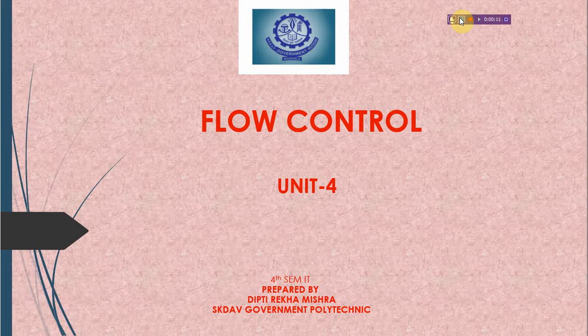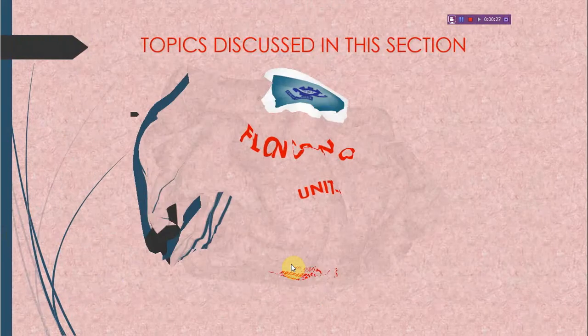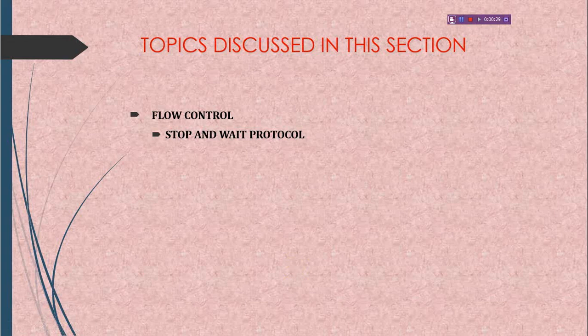In the previous session, I discussed different error control mechanisms and error correction methods. In this video, I will discuss flow control and the stop and wait protocol. After completion of this session, students will be able to understand what flow control and the stop and wait protocol are. So let's start.